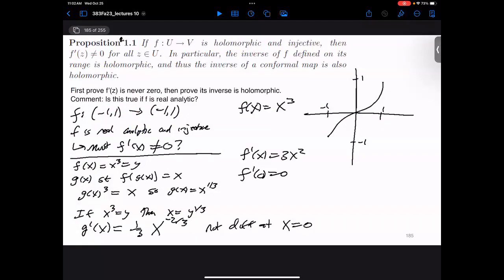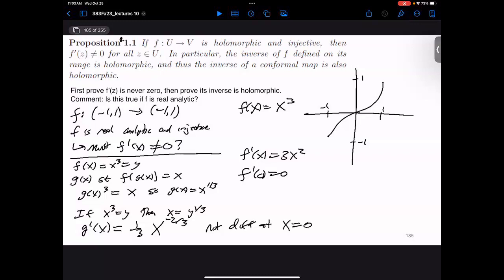The beautiful proposition, which is very different, not surprisingly, from real analysis, is that if I have a holomorphic injective function from U to V, then the first derivative can't be zero anywhere in that set. This is extremely different than real analysis. So the example you all should have seen is the function f of x is x cubed, right? This is one of the functions that makes calculus hard.